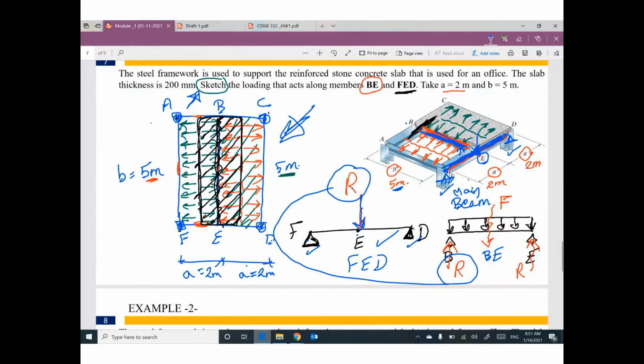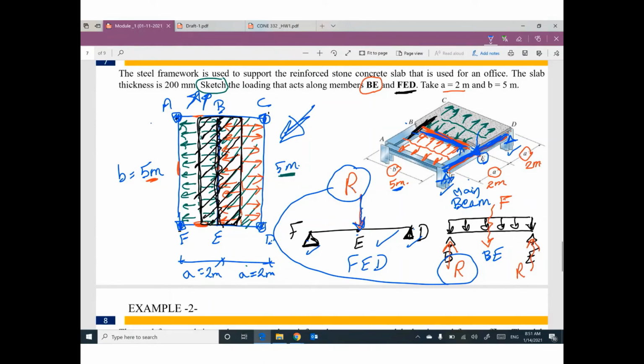Any question? Just sketch this example or this type of problems, asking for a sketch. Just a sketch. Tell me, what is the sequence of loading of this slab, one way or two way? And then go ahead and tell me what is the load assigned to beam BE and what are the loads assigned for beam FED.